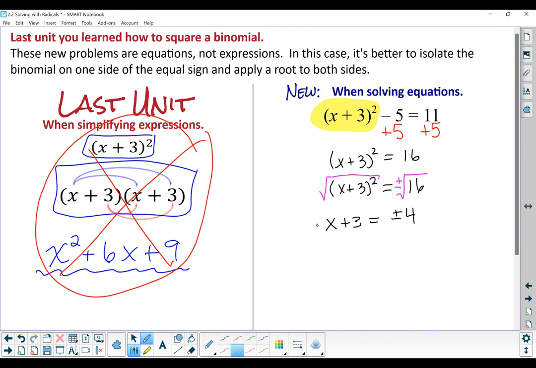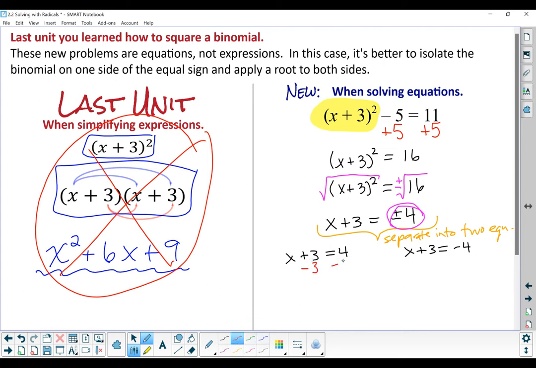What you want to do in this case is separate this into two equations, because that really is what it is. It's just written in shorthand. So I'm going to write my first equation, x plus 3 equals 4, and my second equation is x plus 3 equals negative 4. You don't want to just start subtracting 3, because you have to remember that this is two different numbers. It's a positive 4 and it's a negative 4.